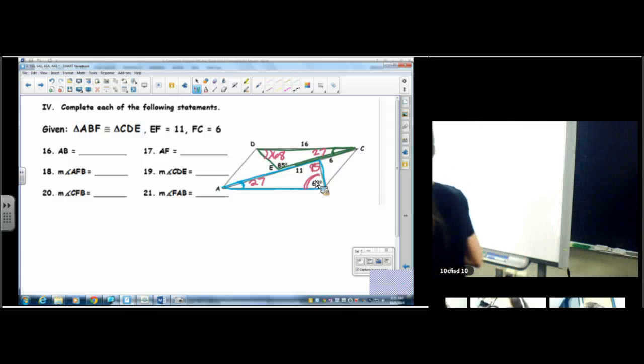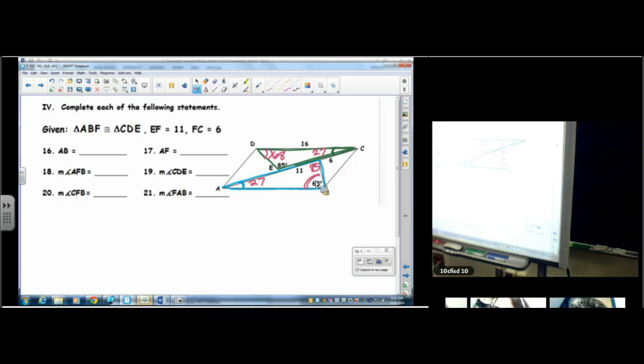Angle AFB, we just found it, it's 85. Angle CDE, we found it, it's 68. CBF, we'll take a little bit more thought, right? We'll come back to that one. And FAB, 27.